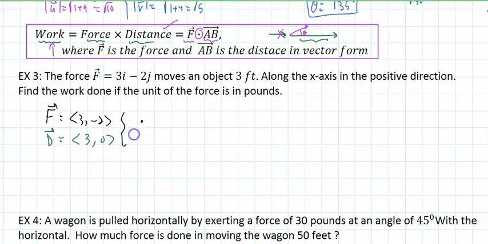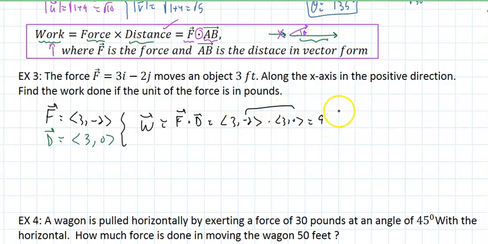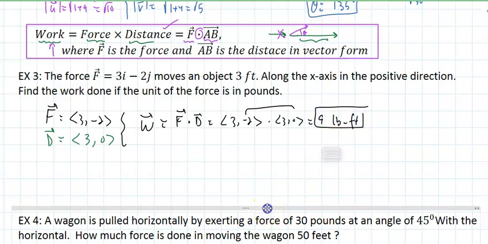So how much work is done? Work, if you're able to write both of those as vectors, is simply F dotted with D. There are other ways of doing this problem, but this is how we want to do it. That is 3, negative 2, dotted with 3, 0. The work will be 9 plus 0, which is 9. What are the units? The units are pound-feet, the product of those. And that's pretty much it.